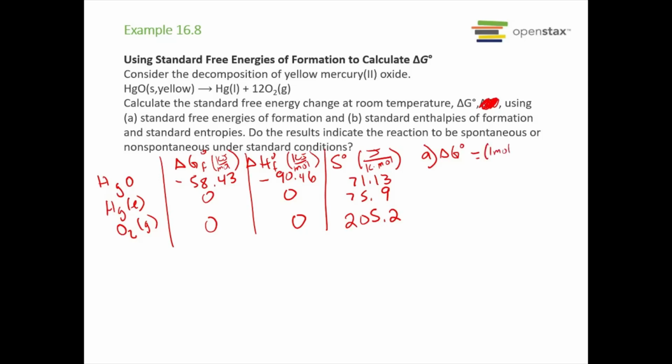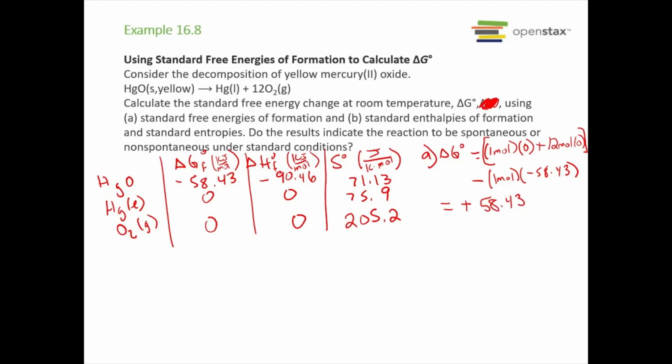Okay, 1 mole of liquid mercury times its standard, which is 0, plus 1/2 mole of oxygen times 0 also, minus our reactants, and we have 1 mole of the mercury(II) oxide, and its delta GF is negative 58.43. So this is a super hard calculation, guys. 0 minus negative 58.43, and we get positive 58.43.